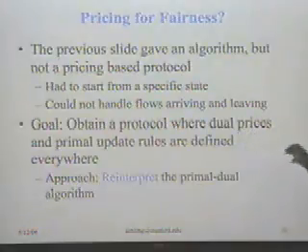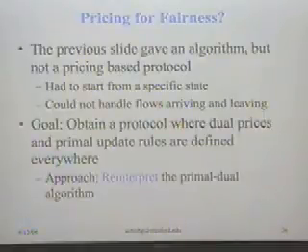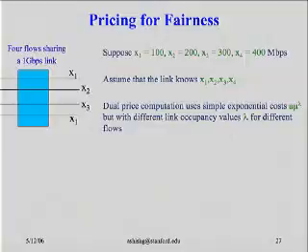So what we would like is some sort of pricing based protocol. So the guy with the social welfare function can not only find this allocation, but also say, okay, here are the prices which justify this allocation. We don't want to start from a specific state. We want to be able to handle flows arriving and leaving. So the goal is to obtain a protocol where the dual prices and the primal update rules are defined everywhere. You don't have to start from this very specific state where everyone starts with 0. And so the approach here is to reinterpret the primal-dual algorithm.